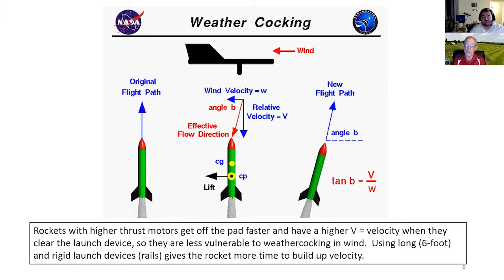So you want a higher thrust motor, and you want to make sure that you come off the launch device with a real good speed, and a 6-foot rail is absolutely the way to do that. And a rigid device, not a rod, a rail. That gives you time to build up enough velocity that you're not going to be too subject to weathercocking unless the wind is really high. But you will be less subject than you would be if you had used a lower thrust motor.